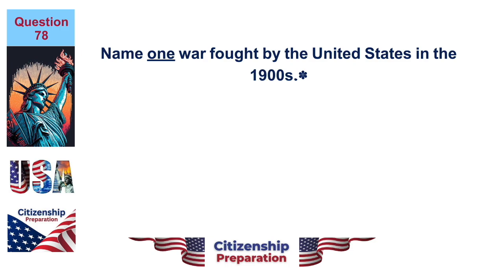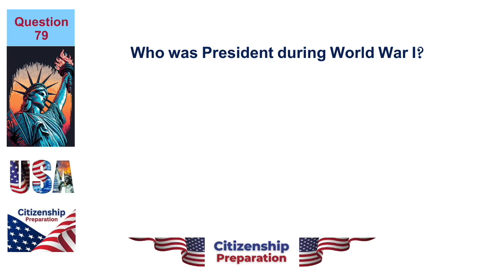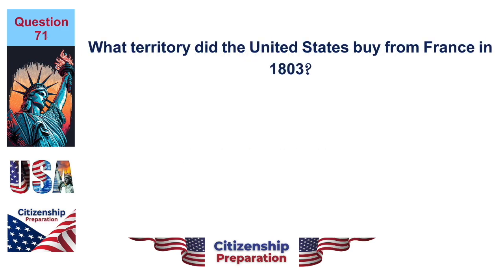Name one war fought by the United States in the 1900s. World War I. Who was president during World War I? Woodrow Wilson. What territory did the United States buy from France in 1803? The Louisiana Territory.